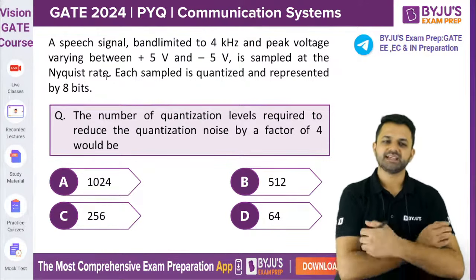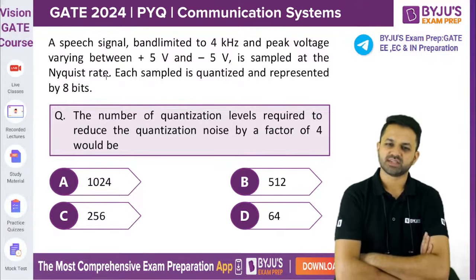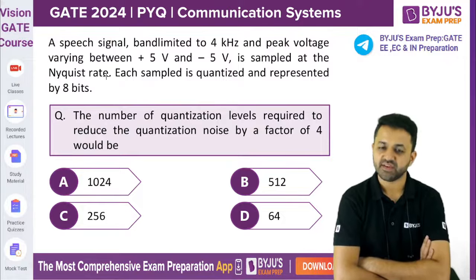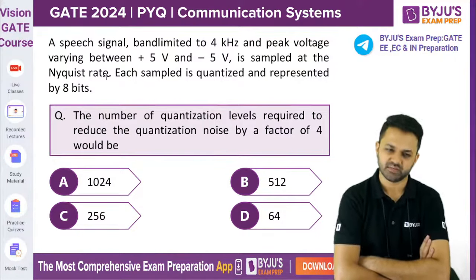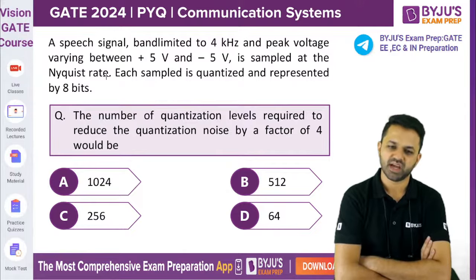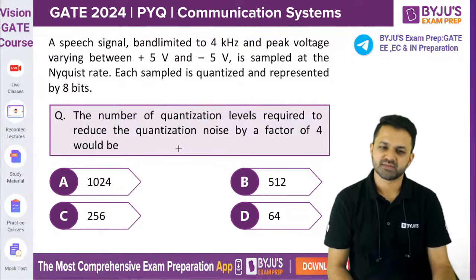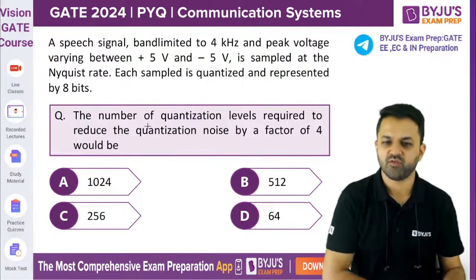It says that a speech signal band limited to 4 kilohertz, the same question, and the peak voltage varying between plus 5 and minus 5 is sampled at the Nyquist rate. Each sample is quantized and represented by 8 bits. The number of quantization levels required to reduce the quantization noise by a factor of 4. So you have to reduce the quantization noise by a factor of 4.